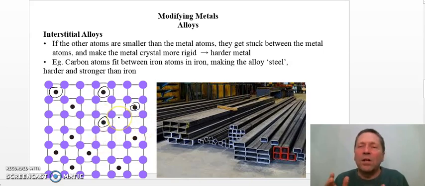And what that does is it slightly stretches the structure of the iron and makes it fairly rigid, and then it becomes much harder. So steel is much harder than iron. It's got different properties. It's stronger than regular iron. That's because of these carbon atoms shoved in there in all the little gaps, not every gap, but in some of the gaps. The carbon is in the gaps between the iron. That's called an interstitial alloy. It improves the properties of the metal.